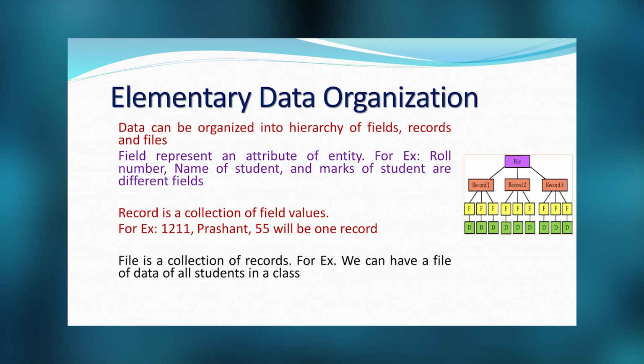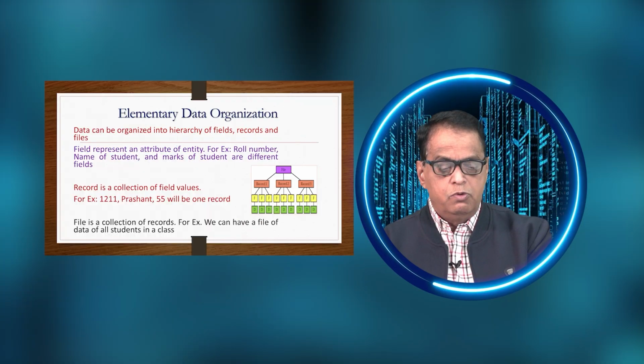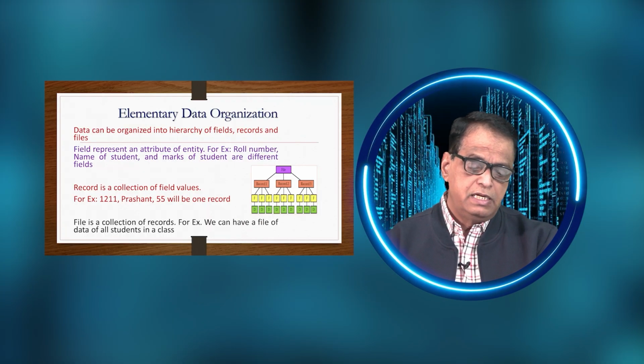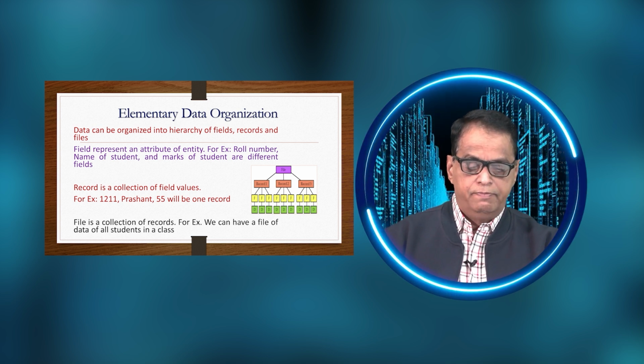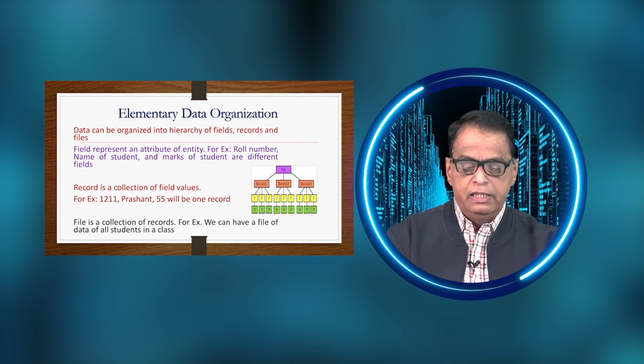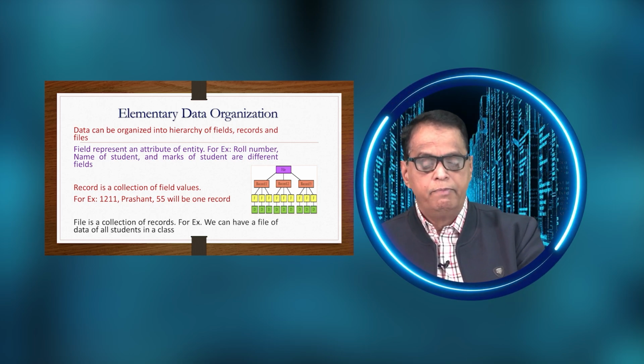Then we have a different collection of records. In the records, we have different fields, and you will find that every field is associated with some data values. So data can be organized in a hierarchy of fields, records, and files. Fields, what do they represent?